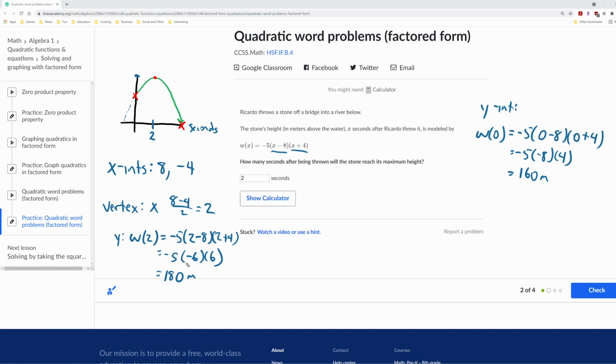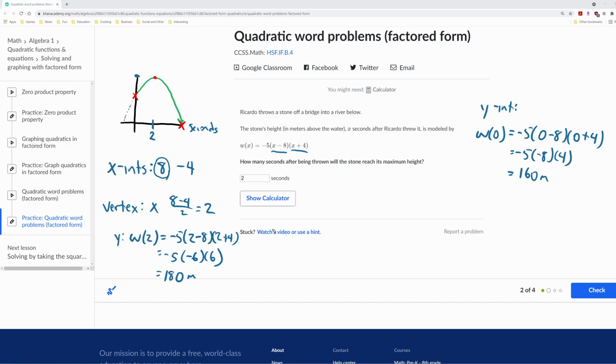Let's see. One other question you could ask is, well, when does the stone hit the water? Well, that's just asking you to find an x-intercept. And we've already found those. The x-intercept is 8. So it would be 8 seconds. That seems like a long time to fall, but it is a tall bridge. But anyway, Khan Academy doesn't have to make sense in the real world. You can study the physics of all of this and make all of the equations accurate, but then the numbers are very awkward to work with.